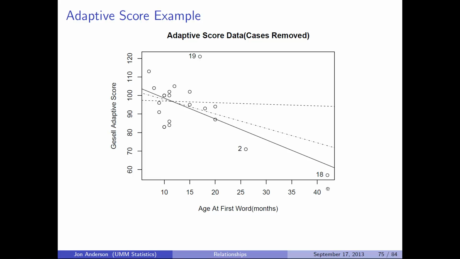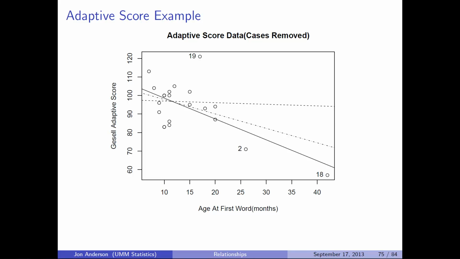And so in our example we were looking at before, child 18 is an example of an influential case, because when child 18 is in the data set, the summary line is like this dark solid line. But if we get rid of child 18 out of the data set temporarily, the least squares line shifts dramatically to this dot dashed line right here. And so case 18 would be called influential.